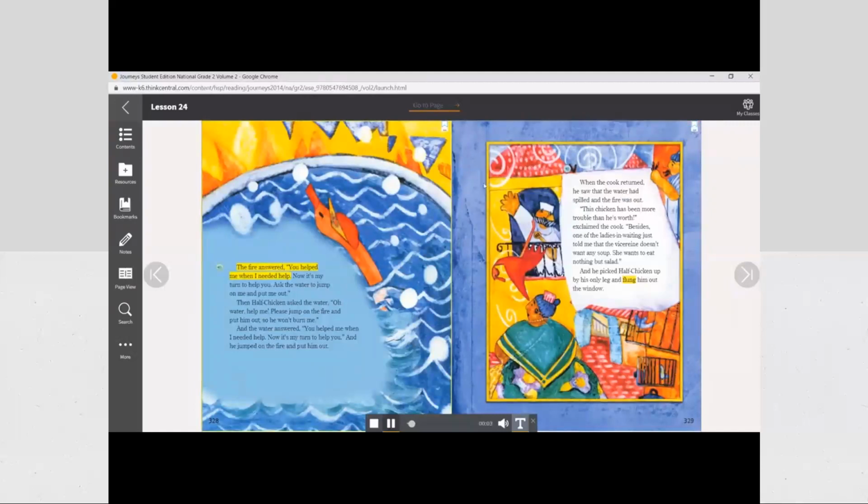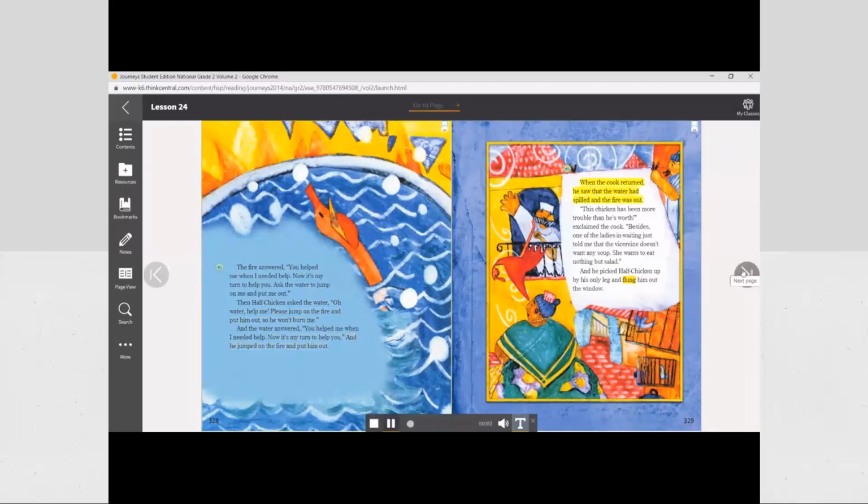The fire answered, "You helped me when I needed help. Now it's my turn to help you. Ask the water to jump on me and put me out." Then Half Chicken asked the water, "Oh, water, help me! Please jump on the fire and put him out so he won't burn me." And the water answered, "You helped me when I needed help. Now it's my turn to help you." And he jumped on the fire and put him out.